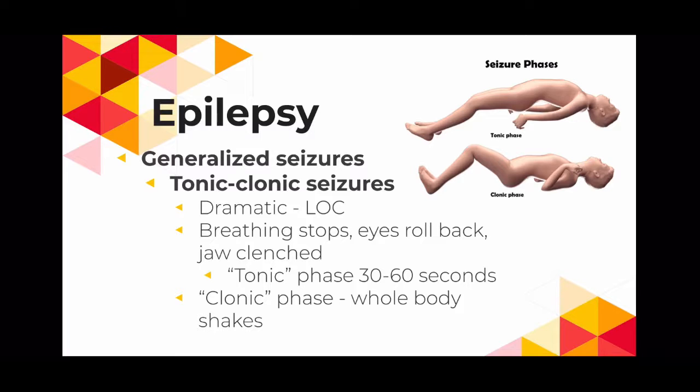Then, after the tonic phase, we move into the clonic phase, in which the whole body starts to shake. And this part of the seizure usually lasts a couple of minutes, and then their consciousness returns. So the start is the tonic phase, where they just seize up and lose consciousness. They might fall to the floor at that point, and then in the clonic phase, their whole body starts to shake.